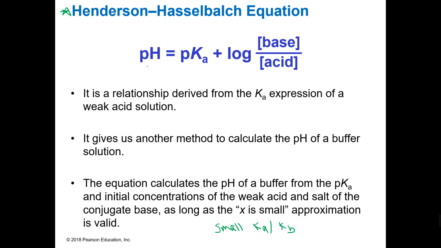So this is just a way to solve for the pH, where we have pH is equal to the pKa, which we can derive from the Ka. If you recall, the pKa is equal to the negative log of the Ka, plus the log of the concentration of the conjugate base divided by the concentration of the weak acid.